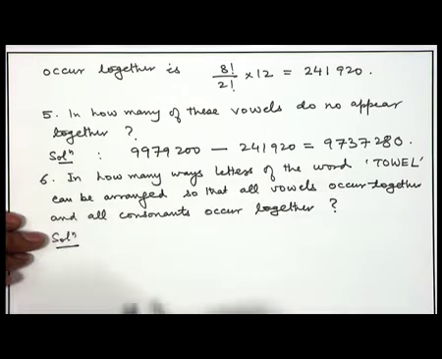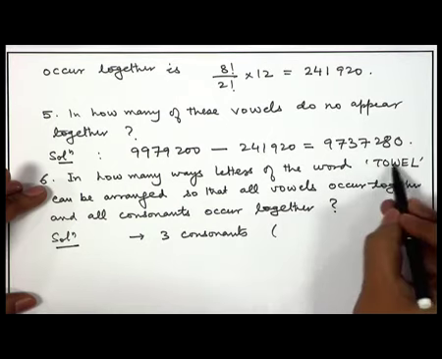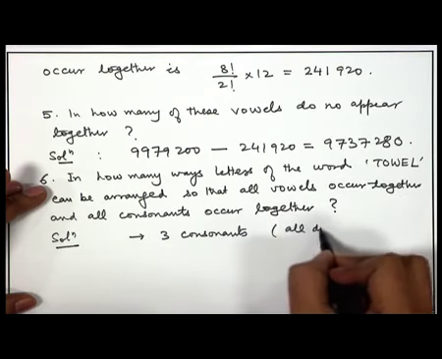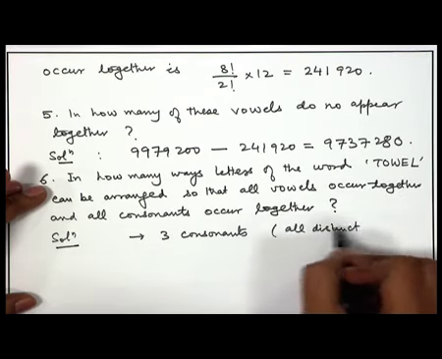So, let us observe this. How many consonants are here? There are 3 consonants, all are distinct, that is T, W and L. Similarly, there are 2 vowels, O and E. So, they are also distinct.